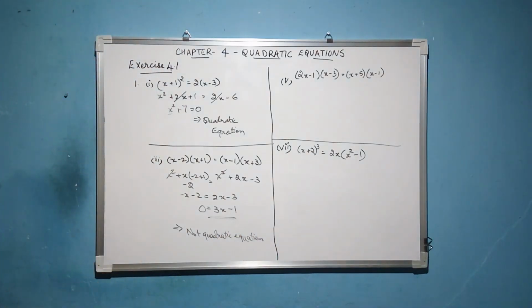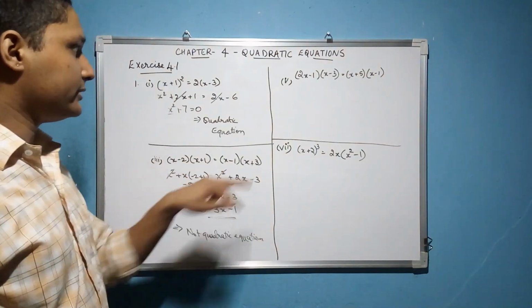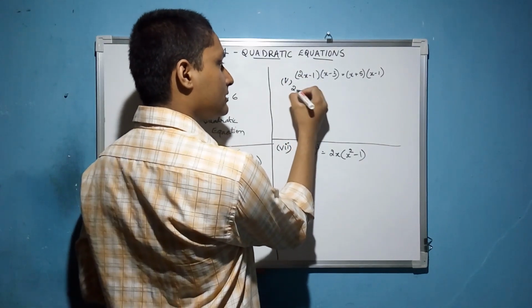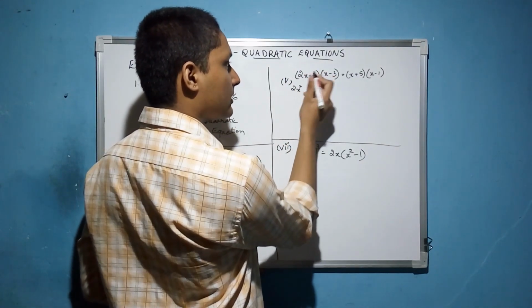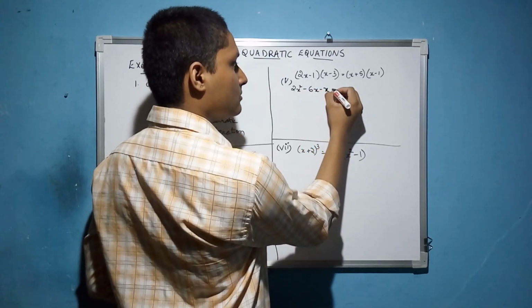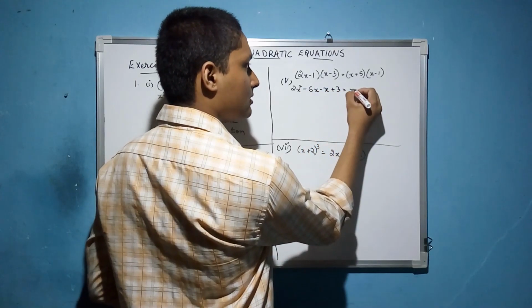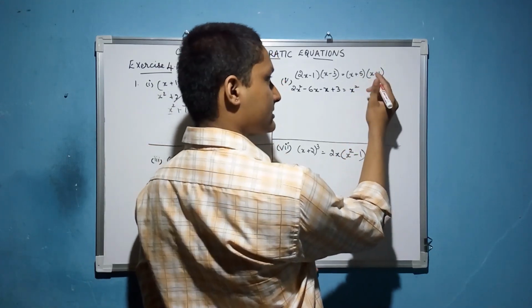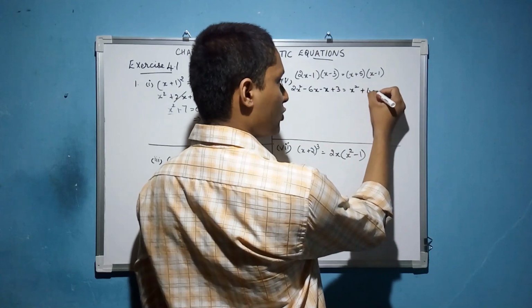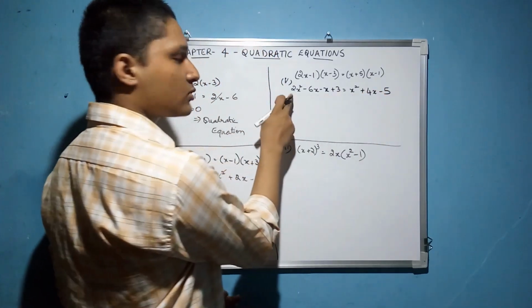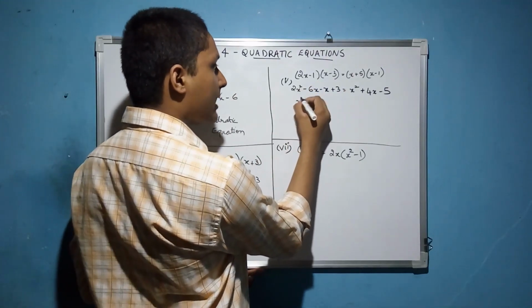So the fifth question here is similar to the third one only, because you have 2, 2 and 2, 2 here. So the only thing is to multiply that. You get 2x square minus 6x minus x plus 3 is equal to x square plus 5 minus 1 is minus, minus plus 4, so it is going to be plus 4x. Then you have 1 minus 5. Okay, bringing this x square term this side, it forms x square only.